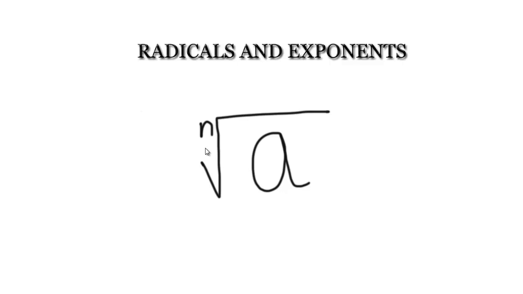Alright, let's say we have this where you're taking the nth root of a number that is represented by the letter A. The n is called the index. And obviously, this is the radical sign. And the A, or the number inside the radical, is called the radicand.